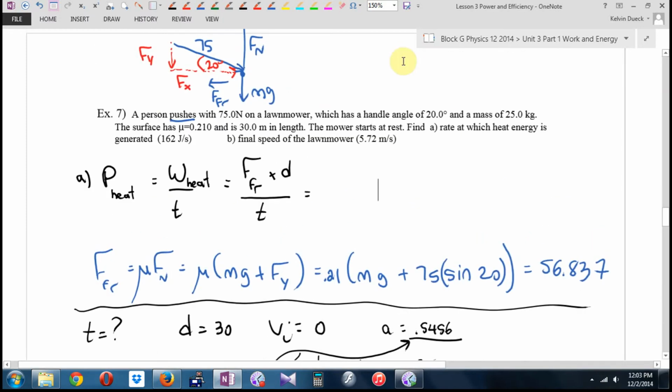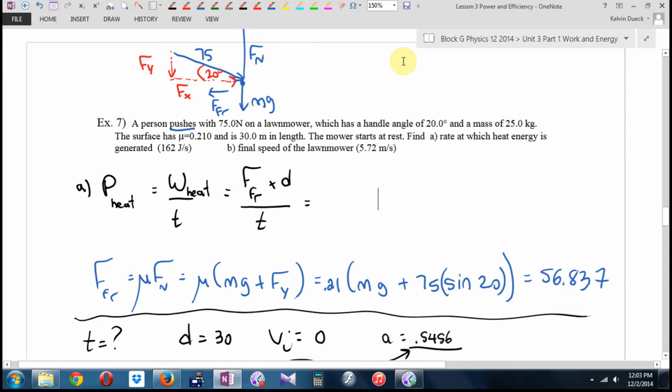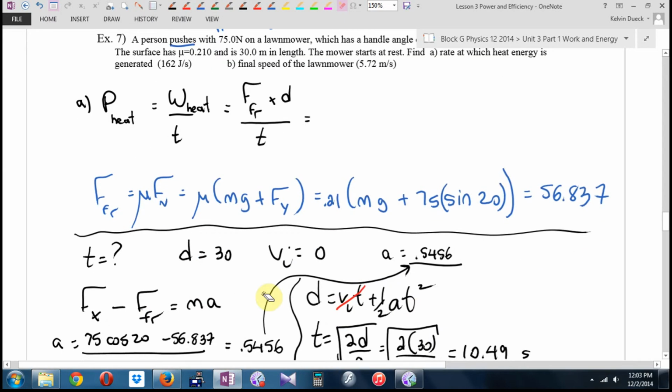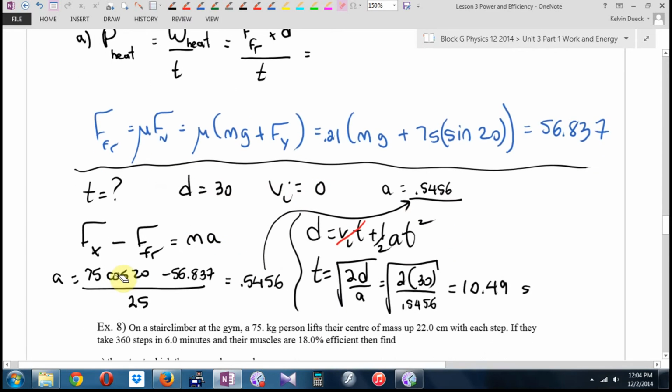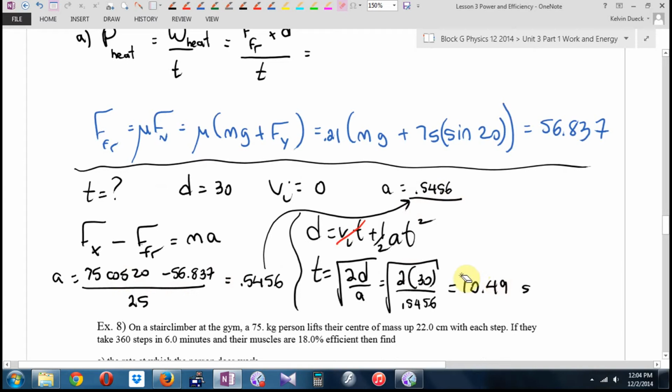We drew a little picture. They wanted to find the rate at which heat, as soon as they say rate, if we're talking about the rate at which heat energy is created, that's power from heat. So we said it's going to be the work done by heat divided by time. It's going to be the force of friction times distance, force times distance divided by time. We did a free body diagram. We got the force of friction. The problem was they didn't give us the time. They told me the distance. I know VI. We used winner minus loser to find A, and we found time was that.